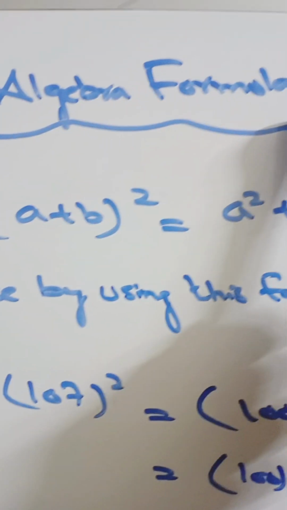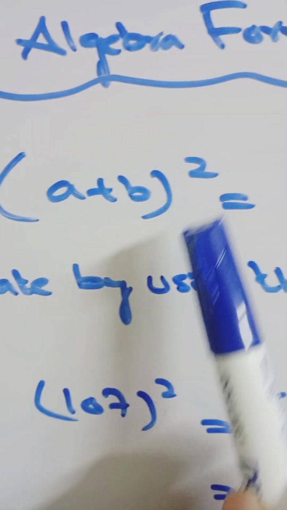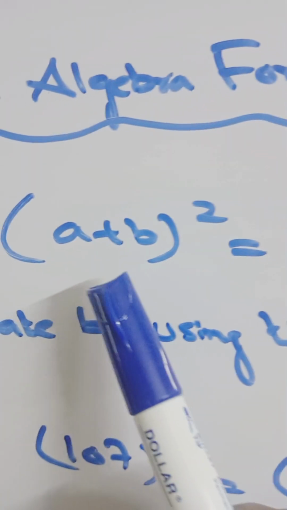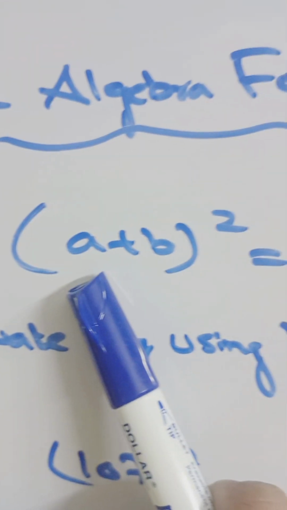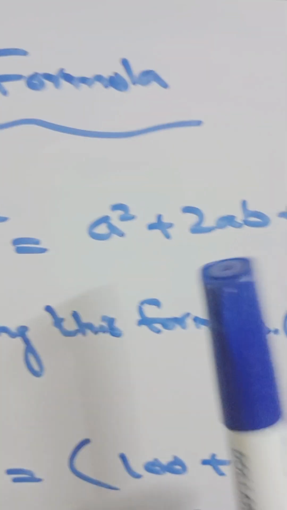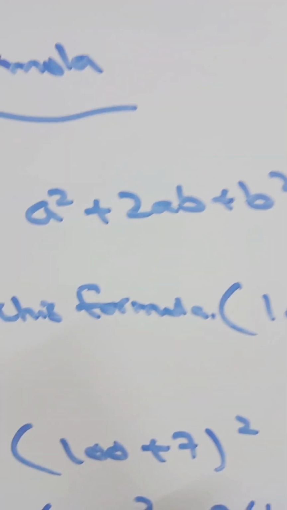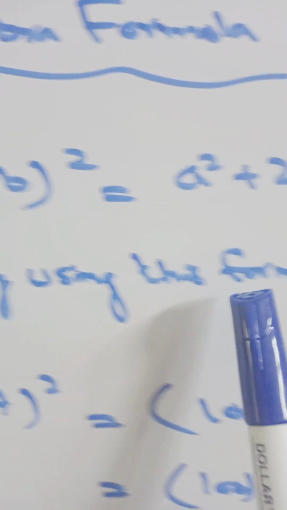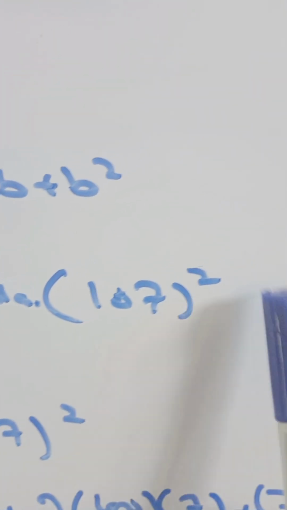Basic algebra formula: (a + b) whole square equals a square plus 2ab plus b square. You have to learn it by heart. a means the first term, b means the second term, and when we open it, it becomes a square plus 2ab plus b square. Alright, now they have given us a question: evaluate 107 whole square by using this formula.